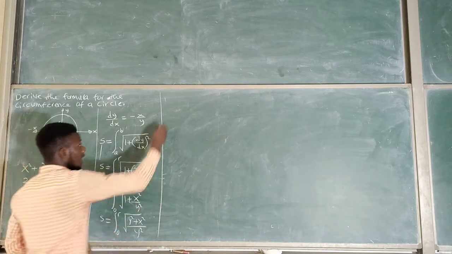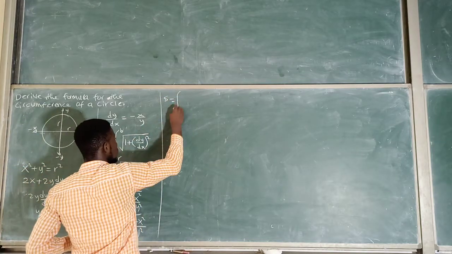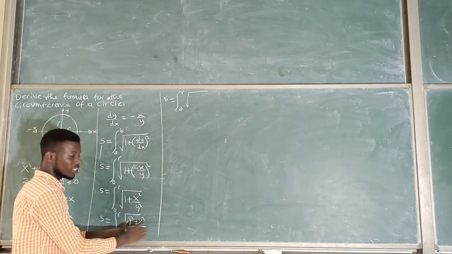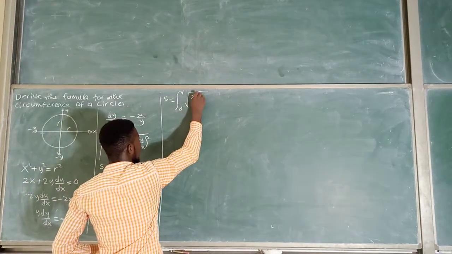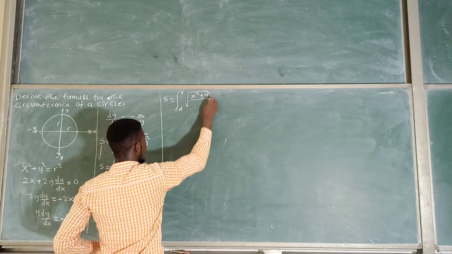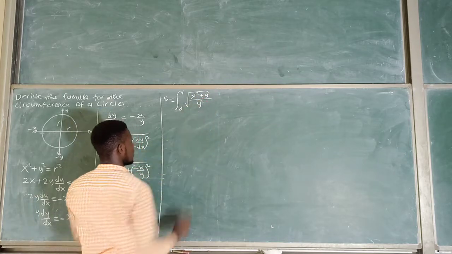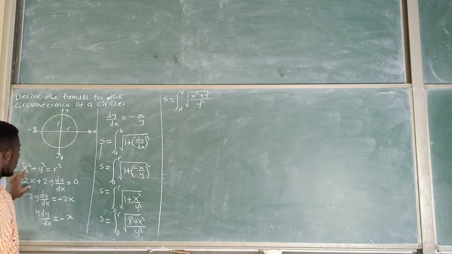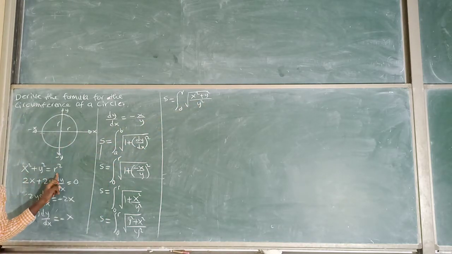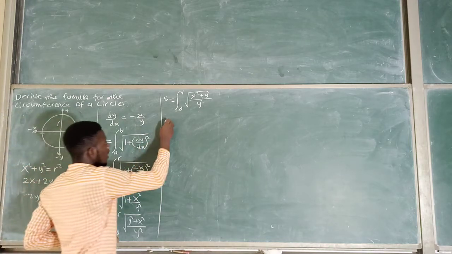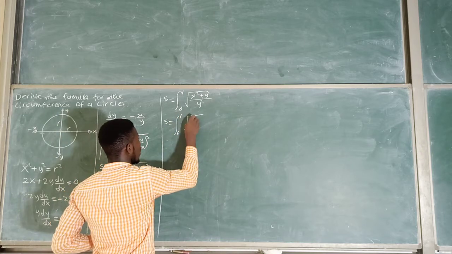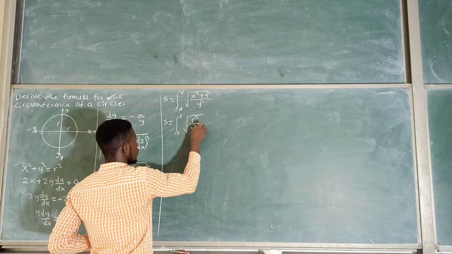Now I can rewrite this as s is equal to the integral from 0 to r of the square root of. Instead of y squared plus x squared, I'm going to write x squared plus y squared, all divided by y squared. Now, what is x squared plus y squared according to our equation? x squared plus y squared is just r squared. So we replace our entire x squared plus y squared with r squared. So I have s is equal to the integral from 0 to r of the square root of r squared over y squared.